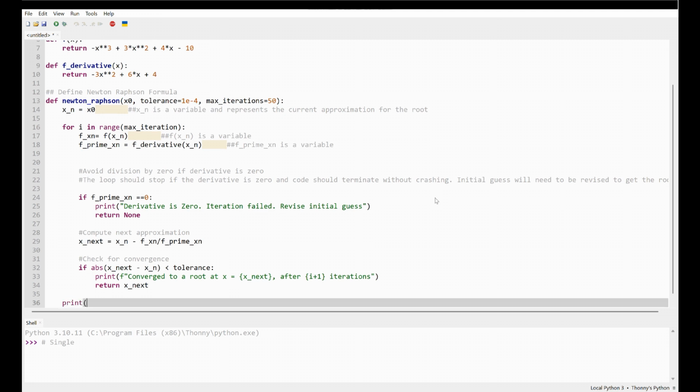And if there's no convergence, if we can't find roots, then we can give a message. We can say that the Newton Raphson method did not converge within the number of iterations. So revise the number of iterations or revise the initial guess. I think this should be good enough.